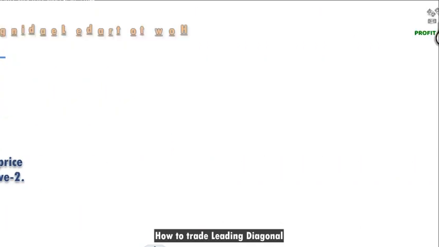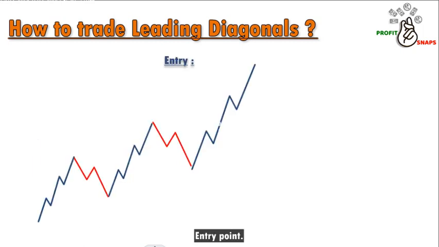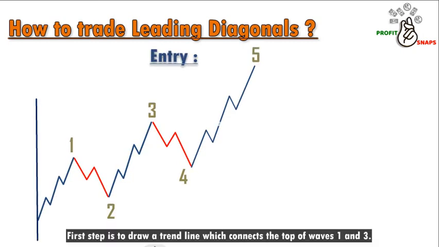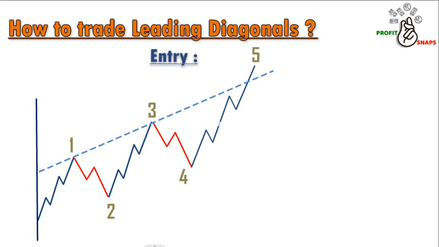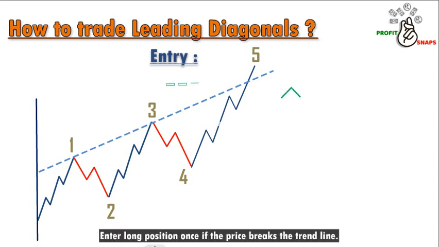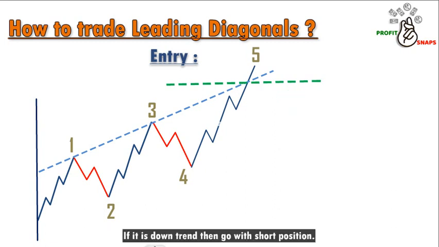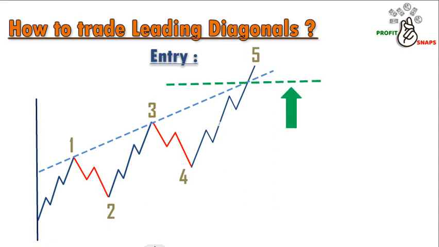How to trade a leading diagonal. Entry point: the first step is to draw a trend line which connects the tops of waves 1 and 3. Enter a long position once the price breaks the trend line. If it is a downtrend, then go with a short position.